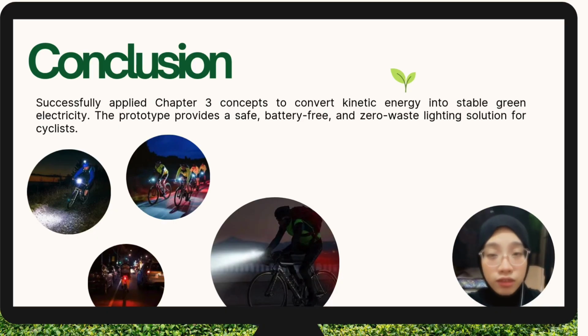Okay, so in conclusion, this project successfully demonstrates how fundamental physics concepts can be translated into a practical real-world application by capturing raw kinetic energy and converting it into stable electricity. We have built a fully functional prototype. The final product provides a safe, completely battery-free and zero-waste lighting alternative for cyclists. It proves that we can enhance rider safety during night commutes without relying on chemical batteries that will eventually harm our environment.